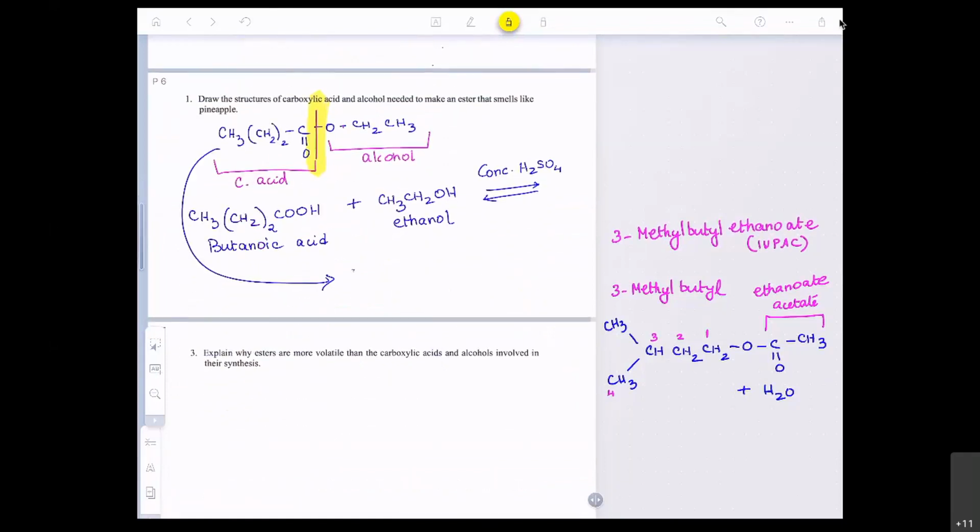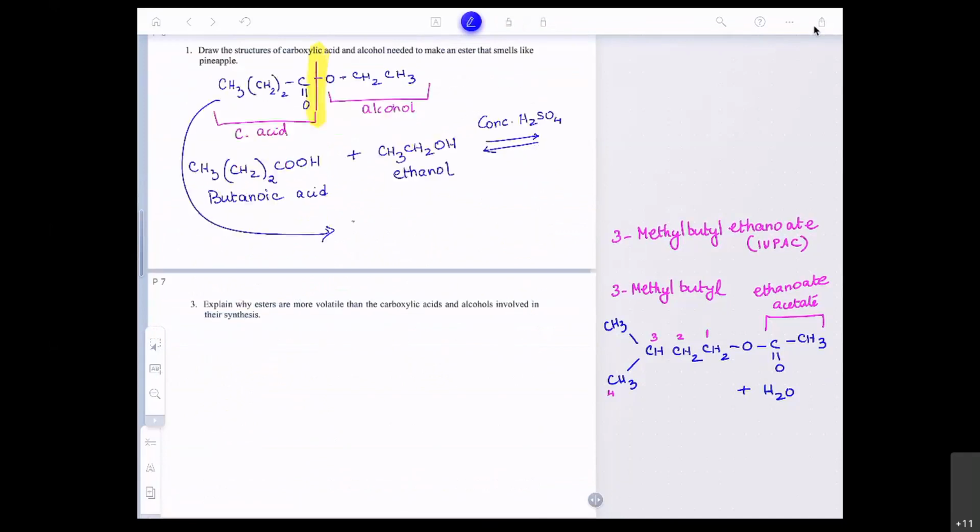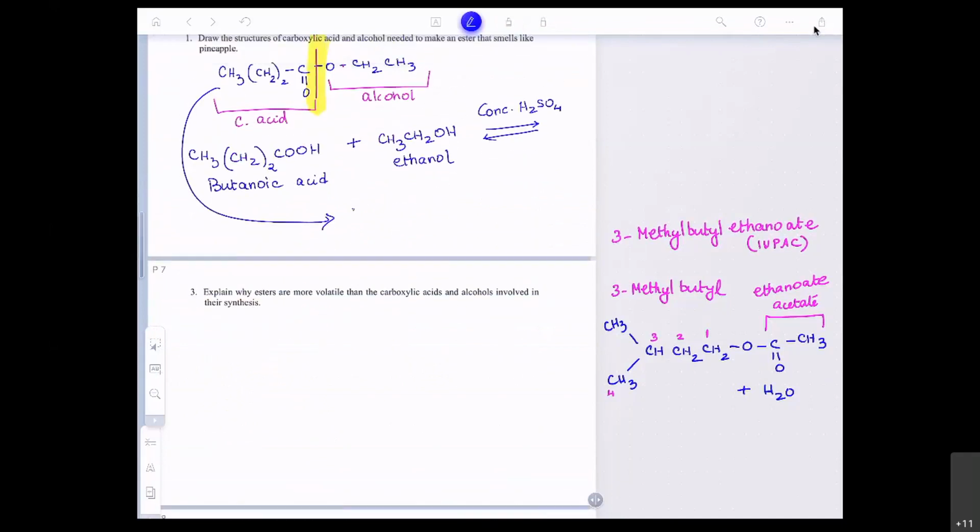Now, one other pre-lab, I'm not answering all the pre-lab questions, just a few. I think the second one is quite straightforward. I think you'll be able to answer. This third one, why esters are more volatile than carboxylic acids and alcohols. So what I like to do is just keep it general here, we'll go ahead and write the ester, and then we're going to write the carboxylic acid, and then, of course, the alcohol.